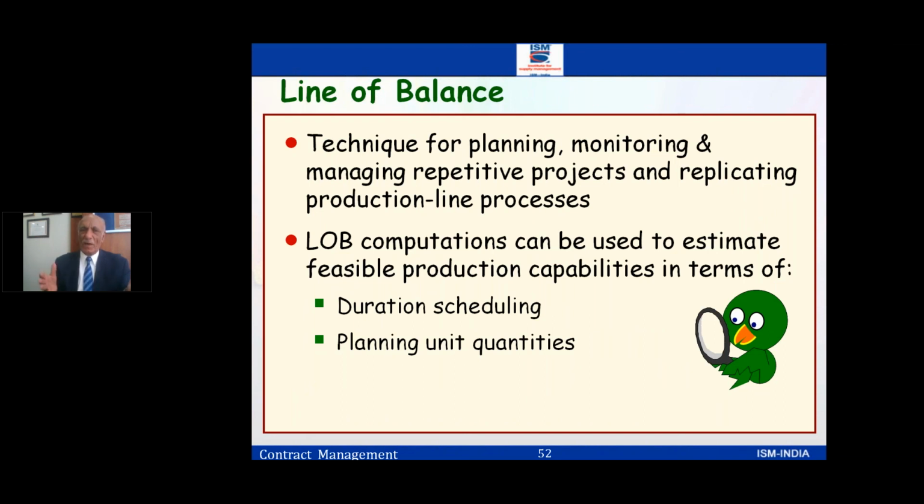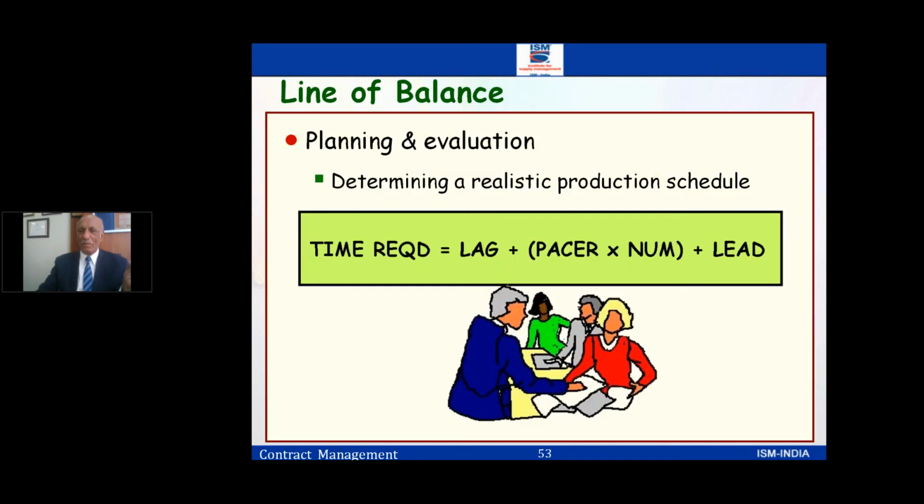So you need to do the line of balance, guys, okay? It's a technique for planning, monitoring, and managing the project and replicating the production line. So you try to replicate the production line process so there's a proper balance around. Now when it comes to the balancing, the time required, if I want to do the production schedule, how much time it will take. So the time required is how much is the lag, how much is my pacer plus number plus lead time. You add them up, so mathematically you work it out. What is the time required to complete the value?